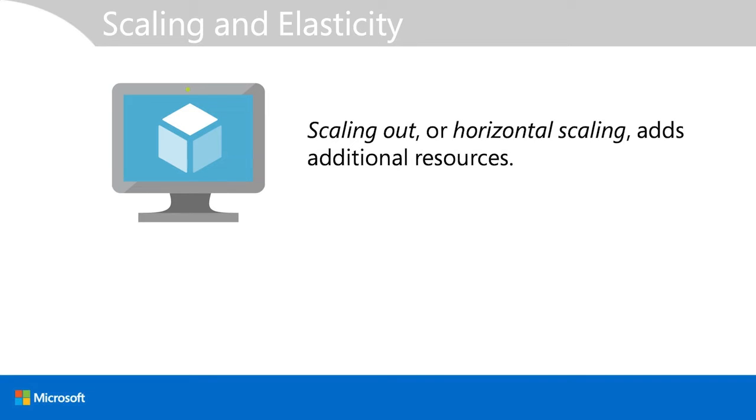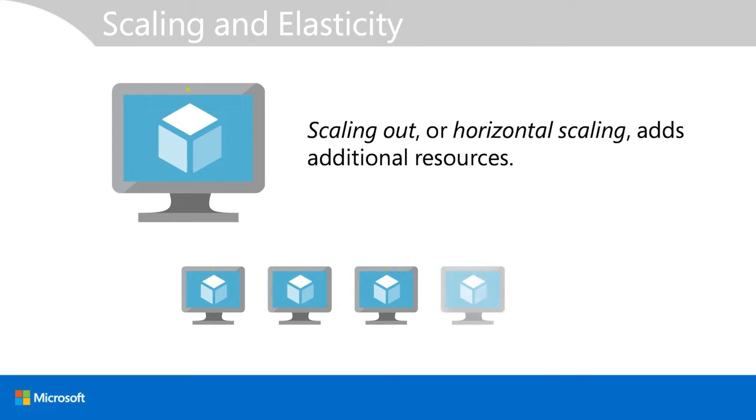Now, if you just need to handle more users, like in our news broadcast scenario I just talked about, you might just need to add additional virtual machines to run that application, something that the cloud makes really easy. This process of adding additional resources is known as scaling out, or horizontal scaling. So for example, your one virtual machine that was running your application is scaled out to multiple virtual machines running the same application.